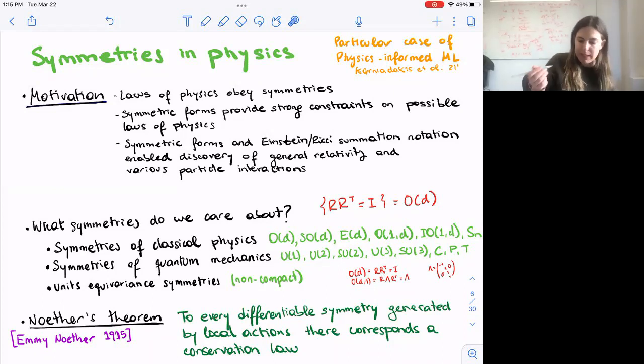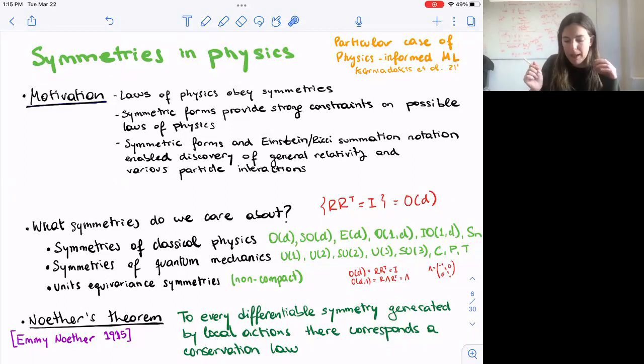But what symmetries do we care about? We care about many symmetries, but I'm just going to describe a few. We're going to describe systems that satisfy orthogonal symmetries, or symmetries with respect to the orthogonal group, or maybe rotations and translations, and maybe a little bit about permutations.